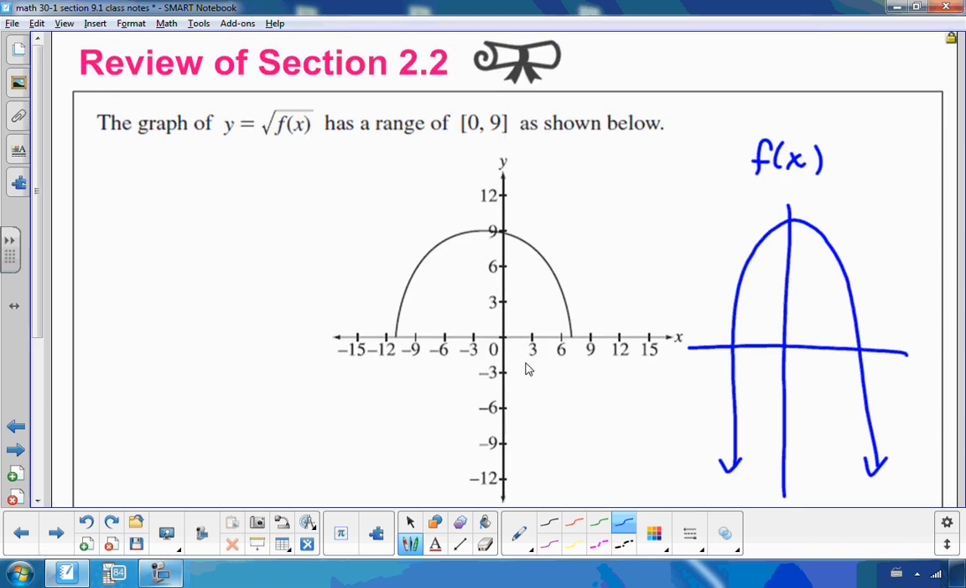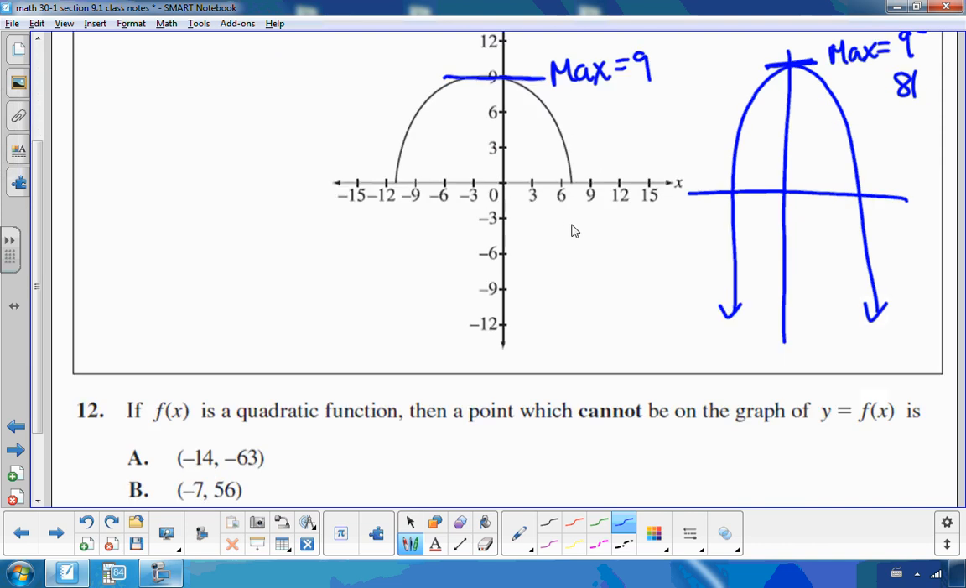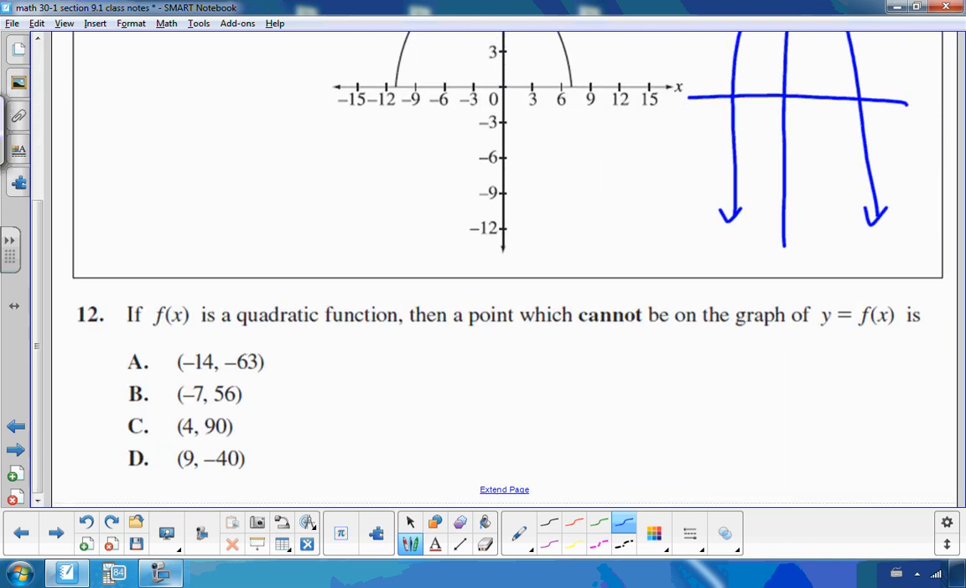So the very first place I'm going to look at is my maximum value. So the square root function has a maximum value of 9. That's after I took the square root. So before I took the square root, this graph of f of x had a maximum value of 9 squared, which is 81. So I know that no point on f of x could be above 81. So looking down here, I can see that this point right here is too big. 90 is bigger than 81. Therefore, this point cannot be on the graph of f of x.